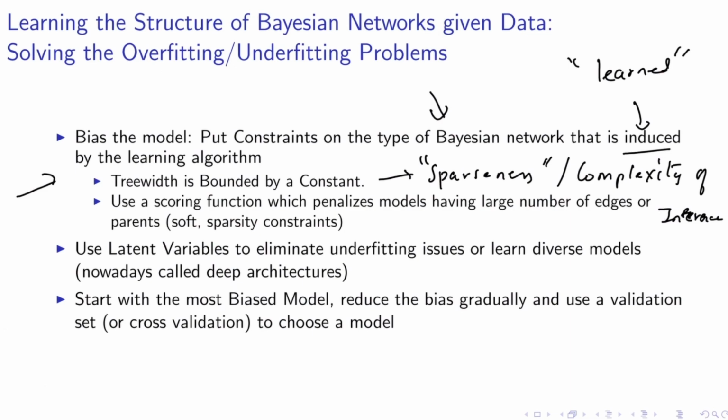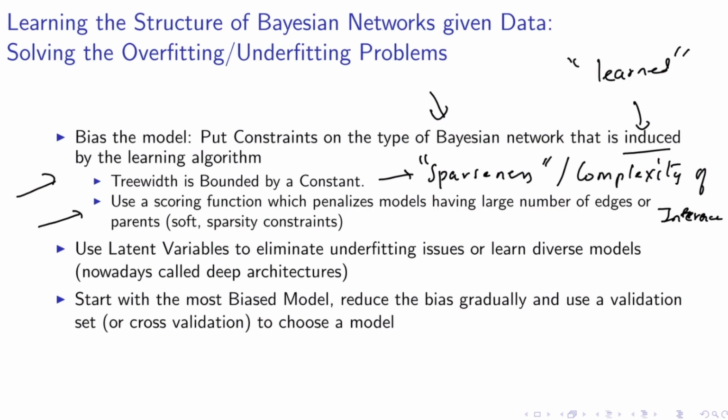And why do we want our complexity of inference to be low? Because we want to do something useful after the model is learned. And if the tree width of the model is bounded by a constant, we can use exact inference algorithms such as the junction tree algorithm or the bucket elimination algorithm to solve a large variety of inference tasks. Okay?